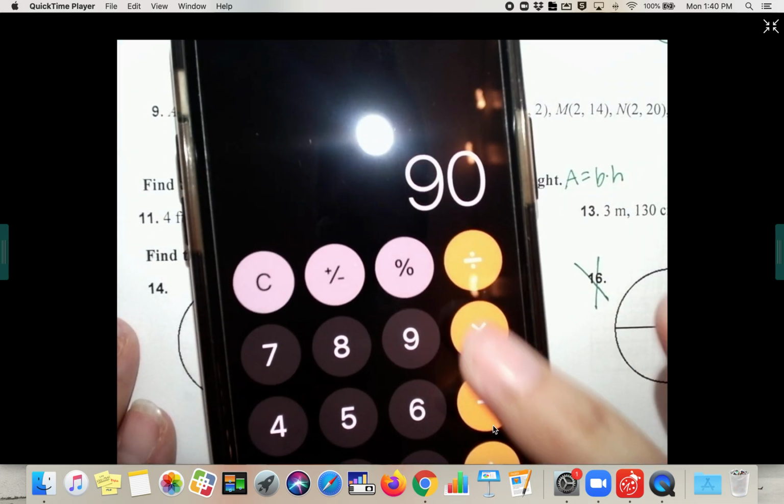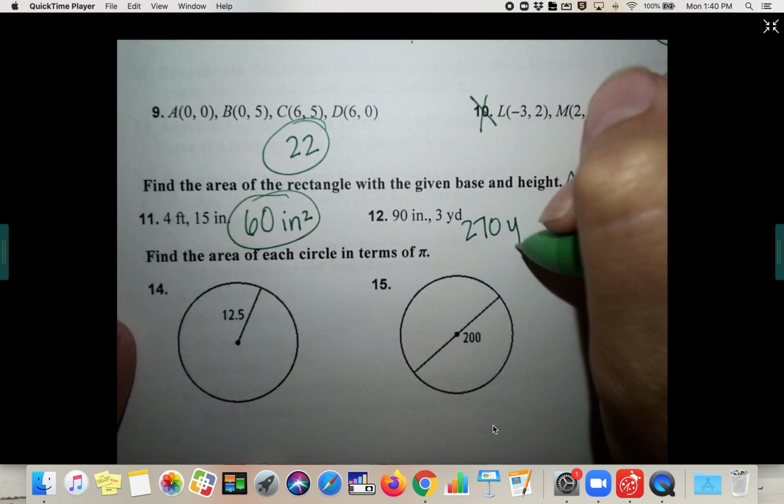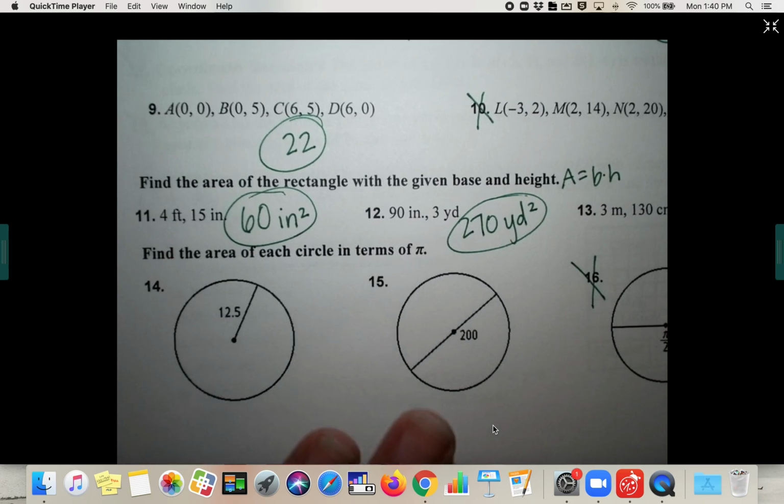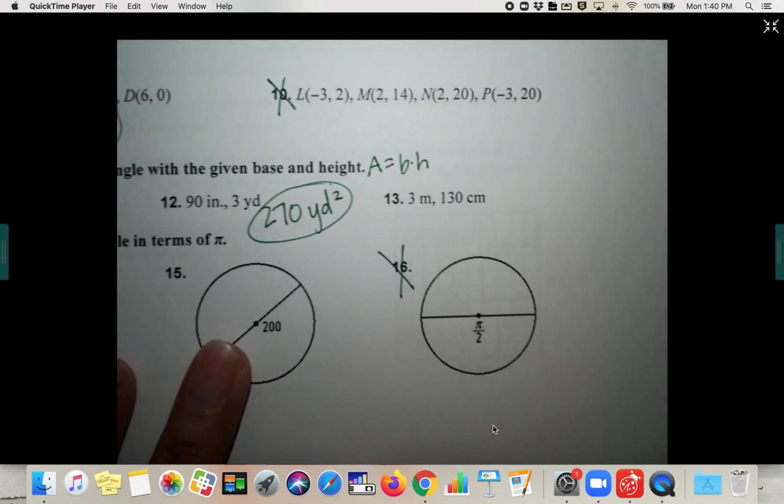90 by 3. Oh yeah, it's 270. Hopefully you guys knew that. Took me a minute. It's all right. 130 by 3 is 390.